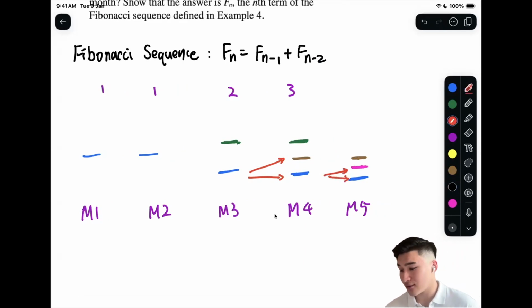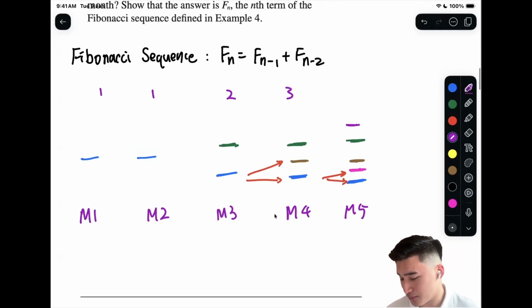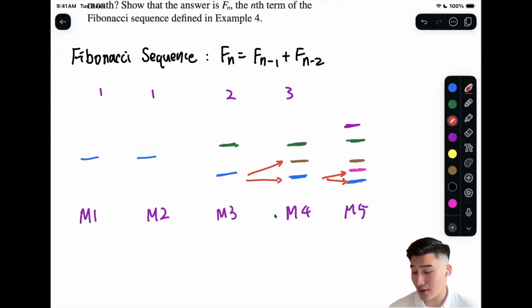Now look at the green pair. For the green pair, we know that after 2 months they themselves would also reproduce, so I'm going to use another color, maybe purple. And so we have 1, 2 from the green pair, and we have a total of 3 from the OG pair. So 3 plus 2 is 5. We know that for month 5, we have a total of 5 pairs.